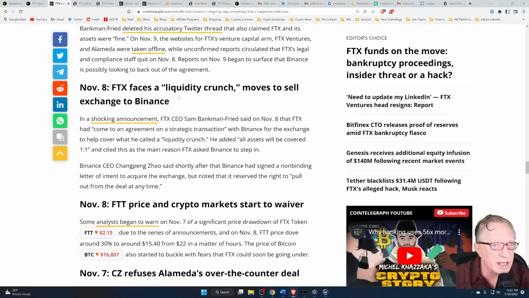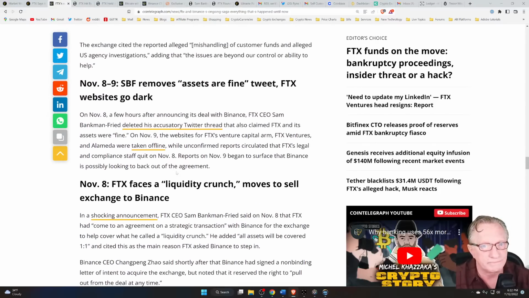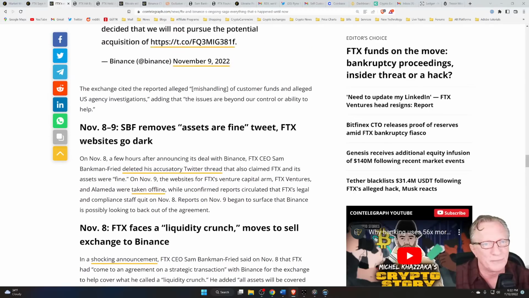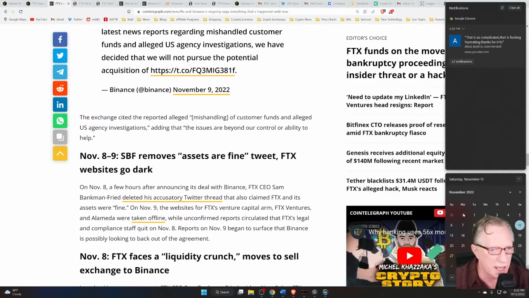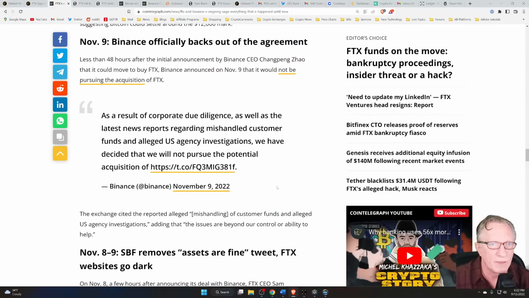FTX faced a liquidity crunch, moves to sell exchange to Binance. So they stopped withdrawals. People cannot withdraw anymore. And so now they asked Binance to help bail them out because they didn't have enough funds to cover user withdrawal requests, right? They had frozen withdrawals. Here again, he says assets are fine, and then FTX website goes dark. This is the 8th and 9th, which would have been Tuesday or around Tuesday or Wednesday, right?